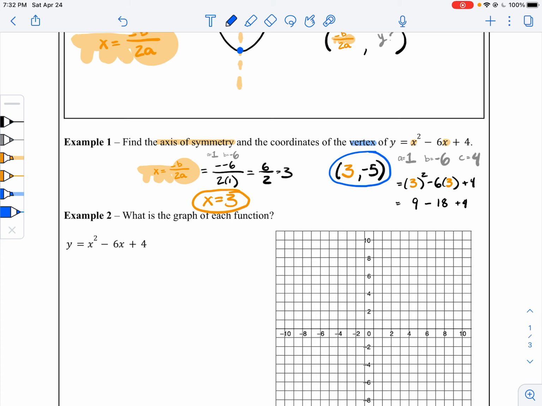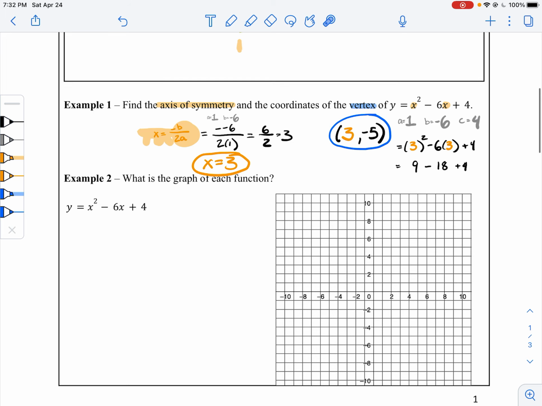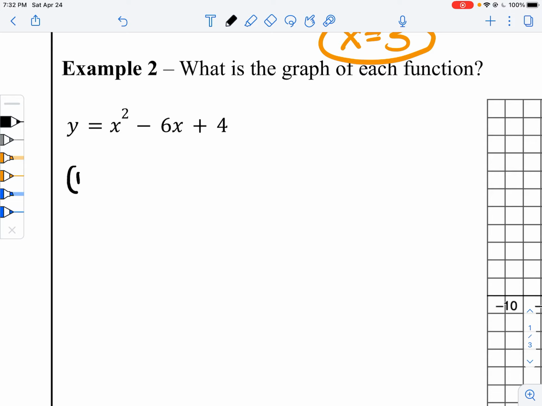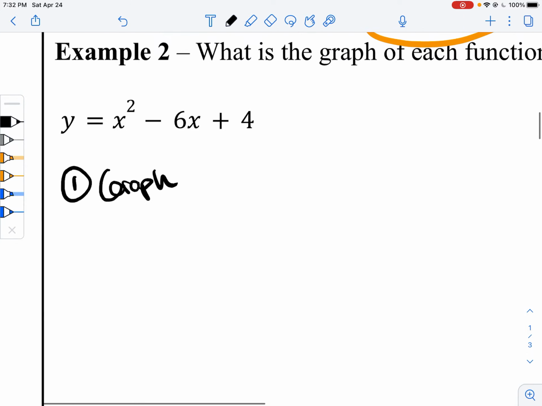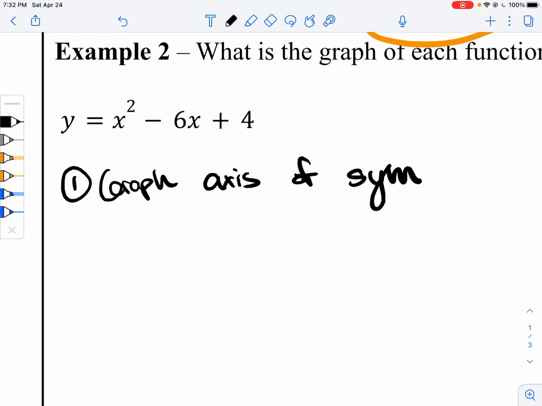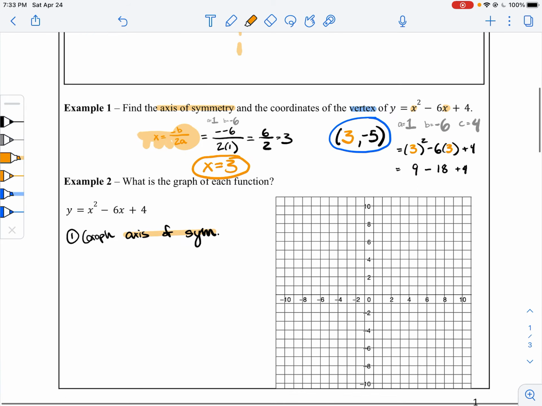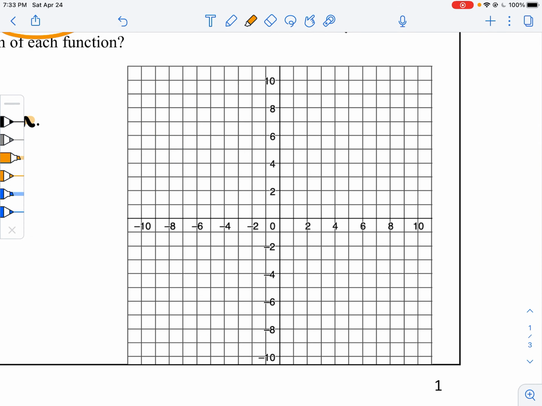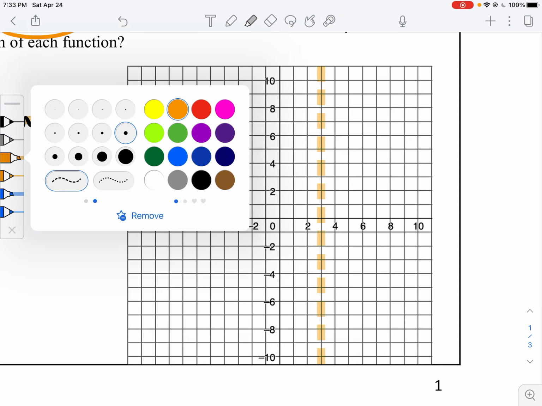Now we can graph the parabola. First let's graph the axis of symmetry. That's always the first step. First step, graph axis of symmetry. So x equals 3. We're going to find where x equals 3 and put a nice dashed line on it.